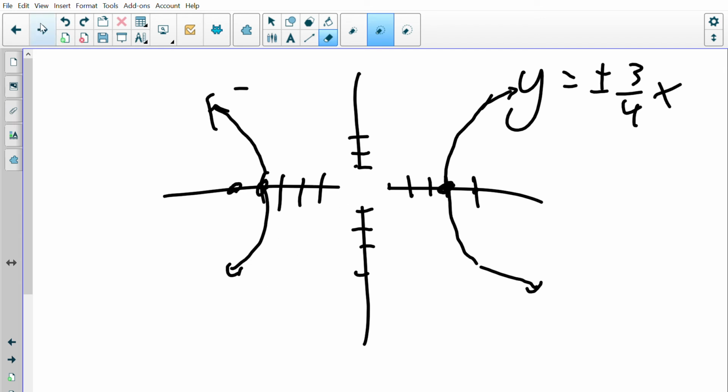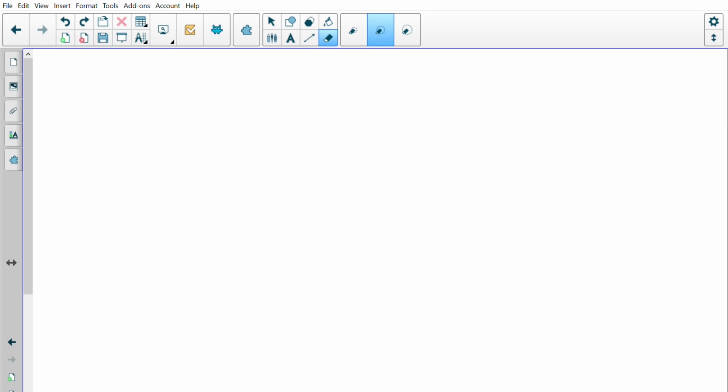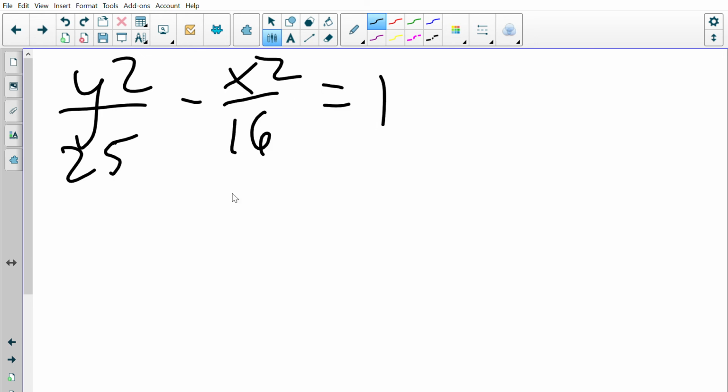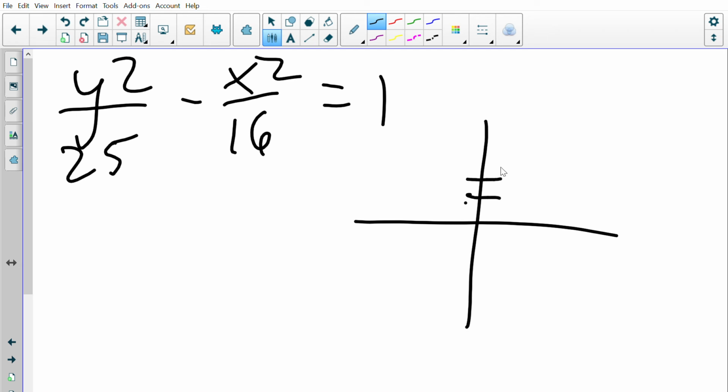So to do a different example, let's say it is now y squared in front, and it's over 25 minus x squared over 16 is equal to 1. So now since y is the leading number, this is going to be our vertices. So we're going to go square root of that, 1, 2, 3, 4, 5, and then down 1, 2, 3, 4, 5. Our foci is still going to be these two terms added and then square rooted.